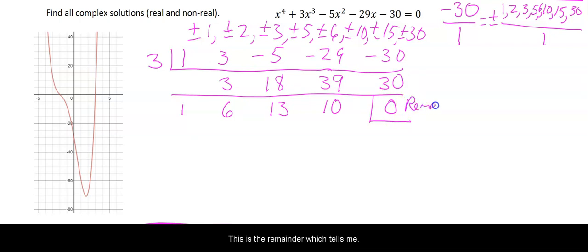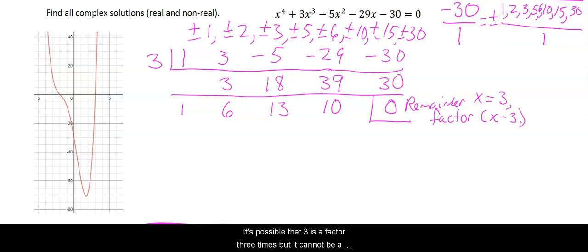This is the remainder, which tells me that if the solution is x equals 3, then the factor has to be x minus 3 in parentheses. Now I'm going to try a different one. It's possible that 3 is a factor 3 times, but it cannot be a factor twice, because if you look at the picture, you can see that it definitely does not bounce at 3. If it's going to be a solution an even number of times, it would bounce, and it does not bounce.